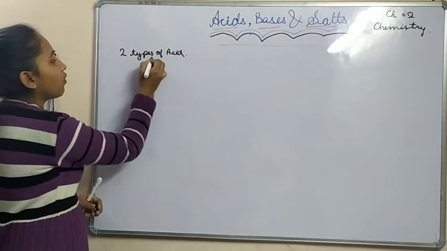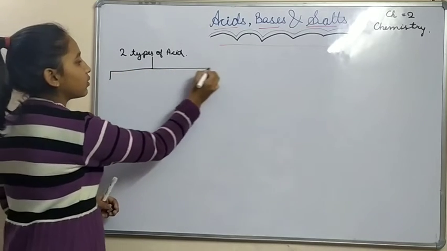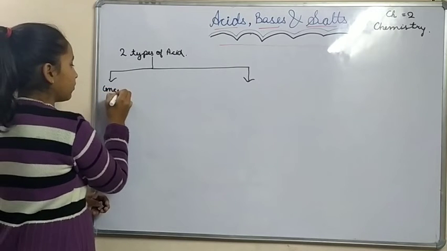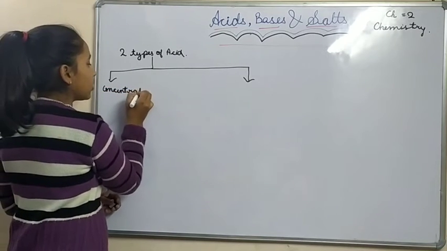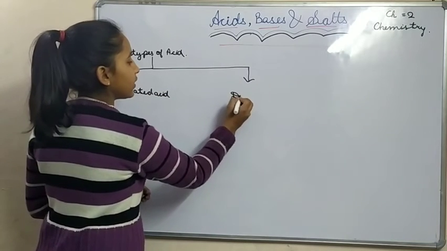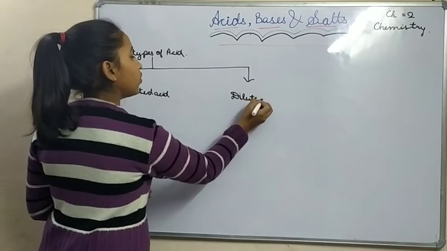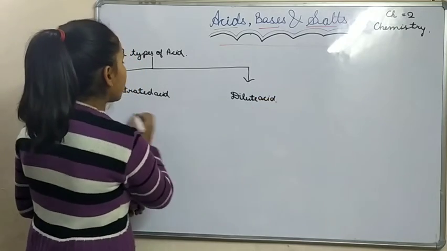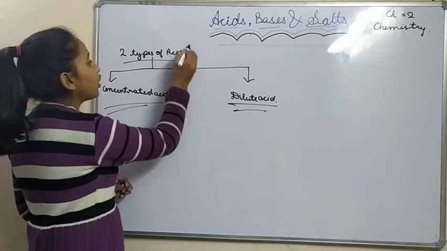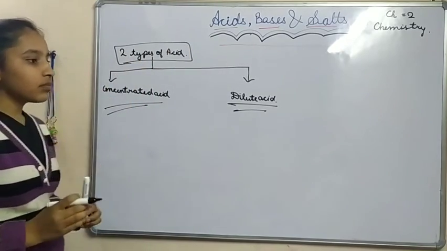The two types of acid are concentrated acid and dilute acid. Concentrated acid and dilute acid are the two types of acids.